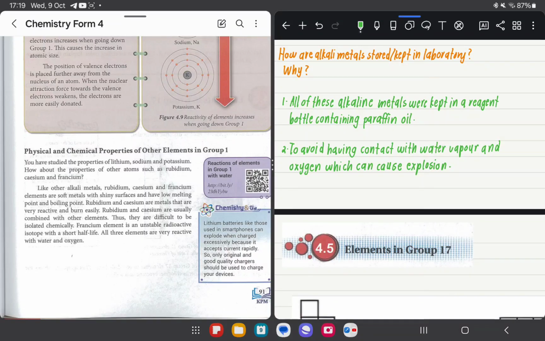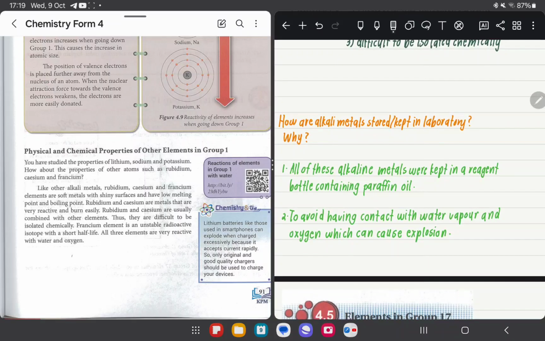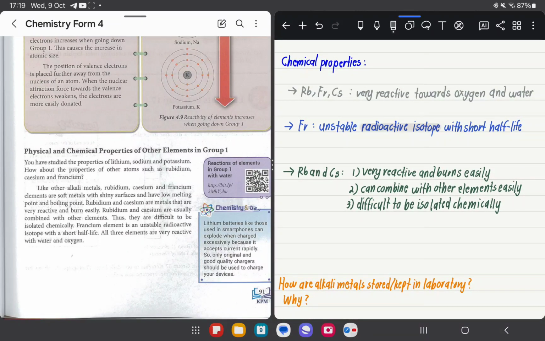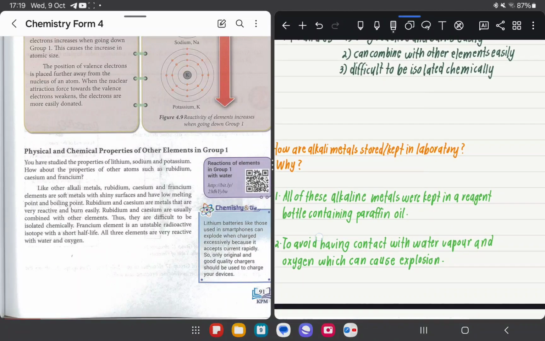We will put it in a bottle like this. Maybe this is the bottle. This is a test tube. Maybe this is the bottle. So this is the reagent bottle, and half of it has paraffin oil. Don't believe, ask the lab assistant. Madam, please show me how you store alkali metals. She will show you, especially the sodium, mostly the metal. The metal will be in the paraffin oil. And for rubidium, cesium, if your school lab has them, it's very rare to get. If there is, ask where they store it. They will show you how they store it.